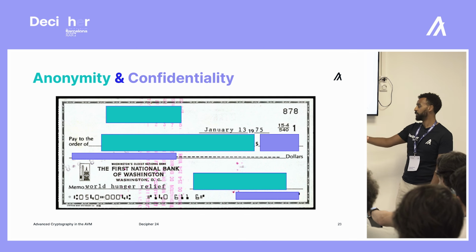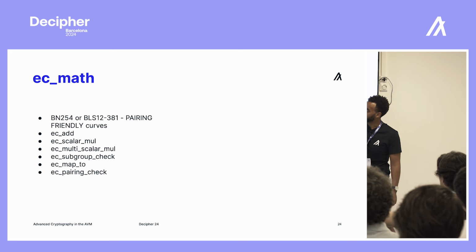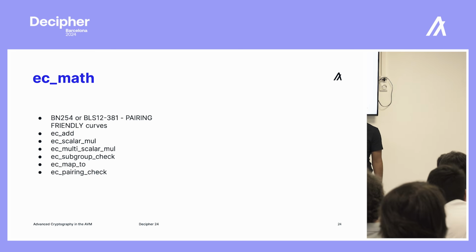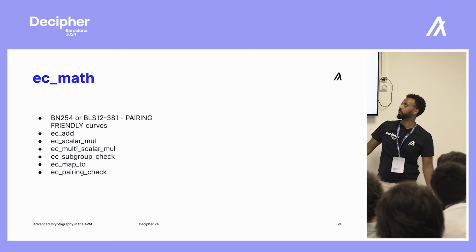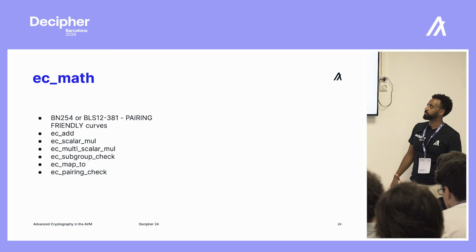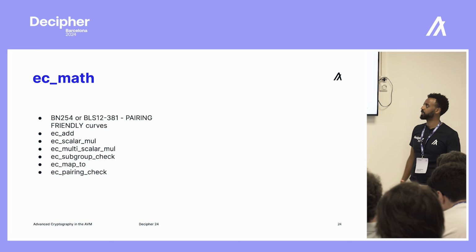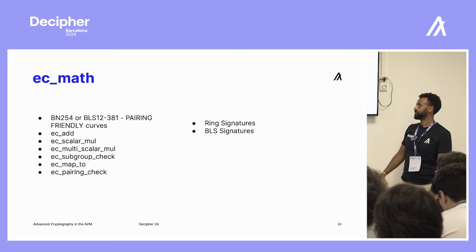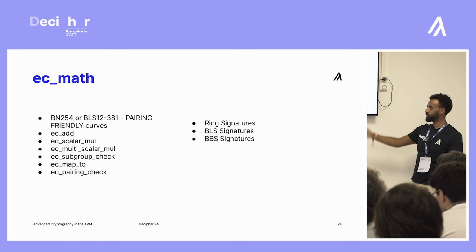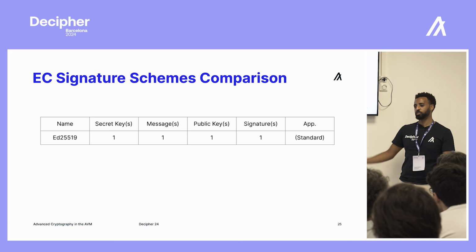Moving on, we have what we call the easy math opcodes, and crucially we have this pairing check, which is only available for so-called pairing-friendly curves: BN254 and BLS12-381. We have these opcodes for those two curves, and they allow incredibly powerful things. You could use these for ring signatures, BLS signatures, BBS signatures, and also the KZG commitment scheme. And just to give a comparison, because there's a bunch of signature schemes there.